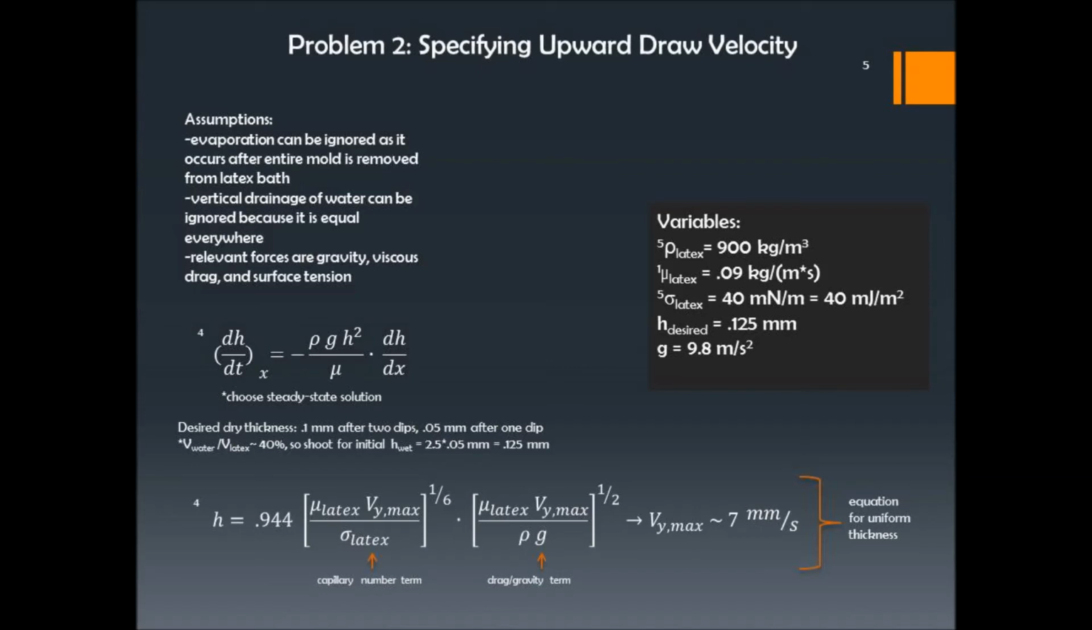I've chosen a thickness that is about 2.5 times the thickness of a final condom as listed on the manufacturer's website, because we have to account for the actual solid fraction of latex that remains after baking occurs later. And what this gives us is a maximum vertical velocity of about 7 millimeters per second, which also gives us uniform thickness throughout the process.